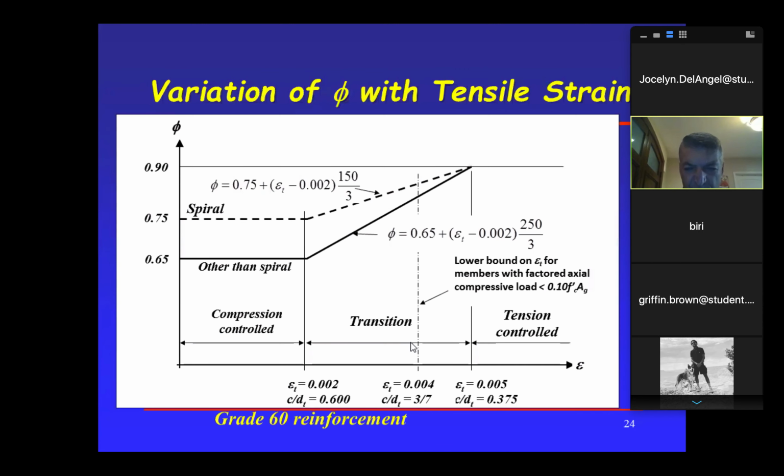Look here, 0.00423, we're here. Can I use this beam? Yes. It's between 0.004 and 0.005. The code said I can use that. The only thing is that my phi is not 0.9.